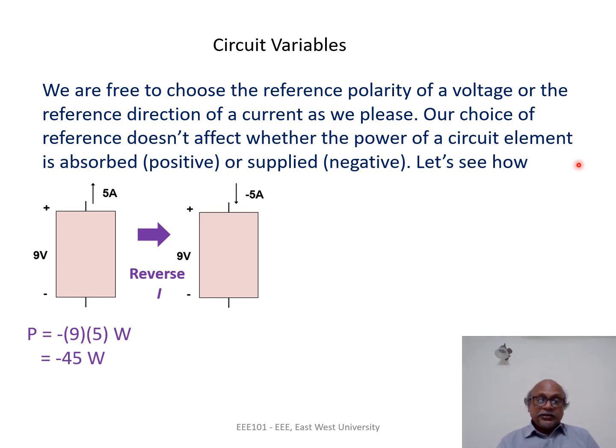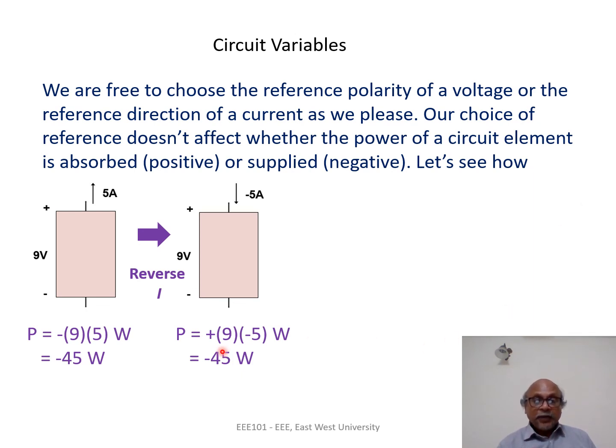If we look at the reference, the current now enters the circuit element through the plus of the voltage. So passive sign convention is satisfied. When deciding whether passive sign convention is satisfied or not, we never look at the value of the voltage or the current. We only look at the reference polarity of the voltage and reference direction of the current and see whether the current is entering the circuit element through plus or minus. In this case, plus, so passive sign convention is satisfied. We will use P equal to plus VI.